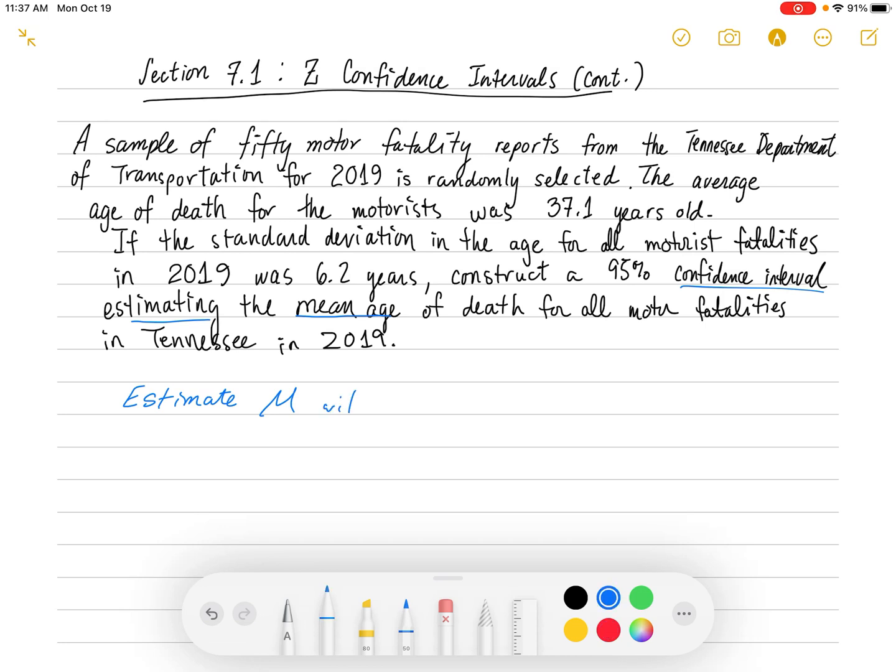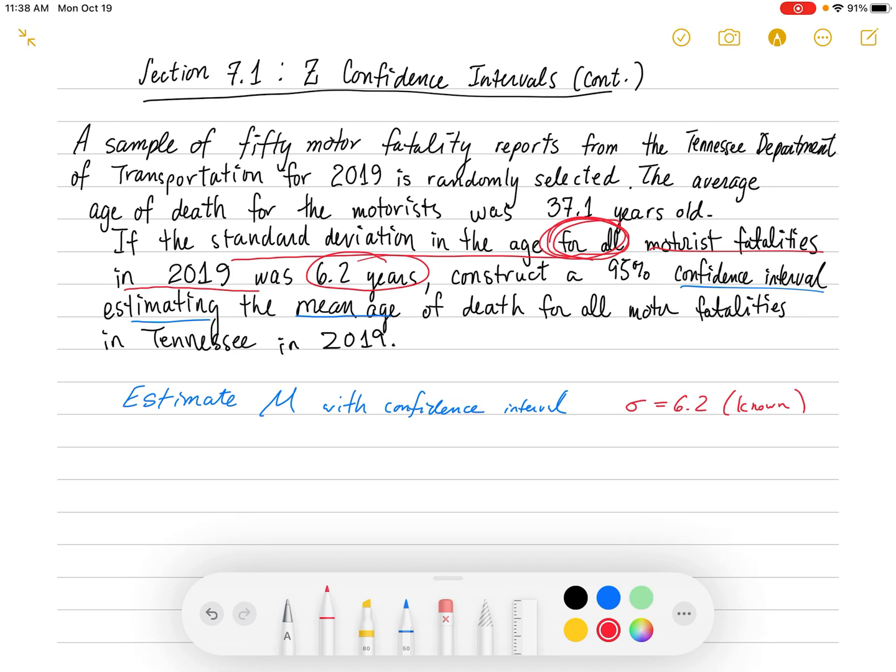So when you're estimating the mean with a confidence interval, the key is, do you know or you do not know the population standard deviation? Do you know sigma? Is it known or is it not known? Well, in this case, notice that the standard deviation is for all motor fatalities in 2019. It's known, right? It's 6.2. Because it says for all, that refers to the population standard deviation. So we have the population standard deviation, it's known.